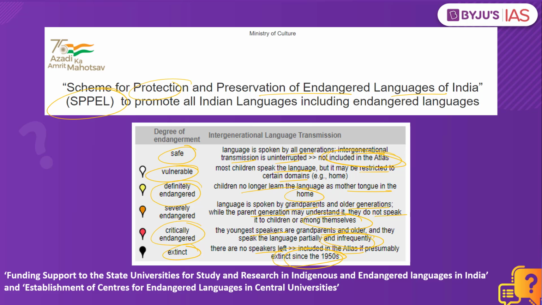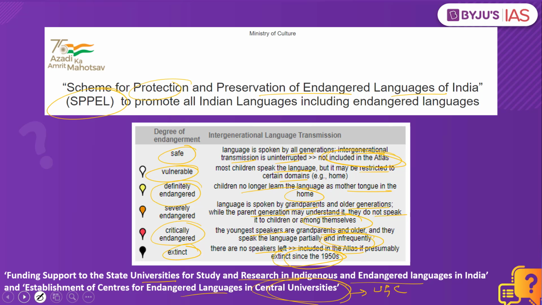And to promote these endangered languages, we have the University Grants Commission, which has come up with 2 other schemes called funding support to state universities for study and research in indigenous and endangered languages in India, and establishment of centers for endangered languages in central universities. These are the schemes initiated by the University Grants Commission.